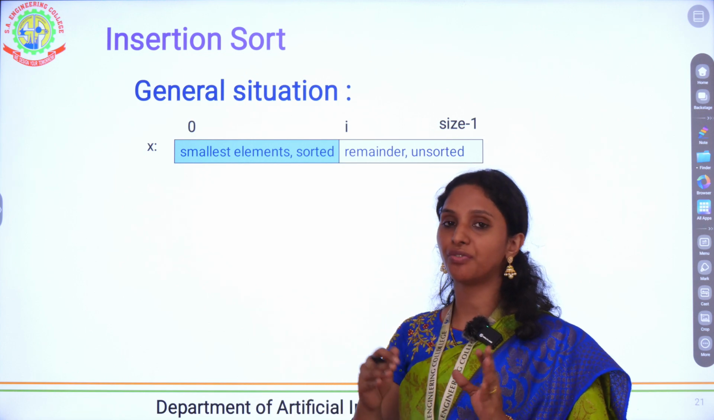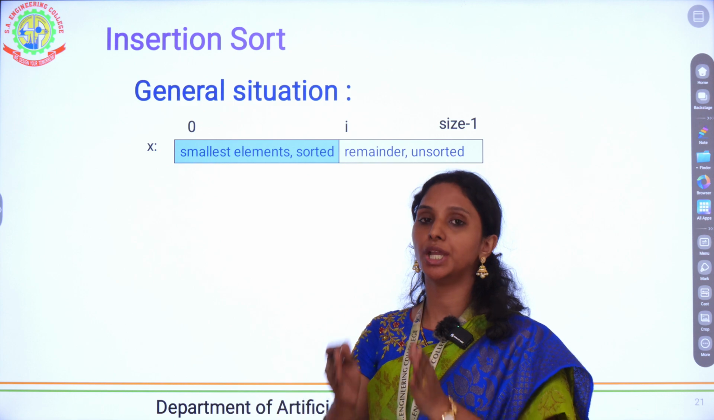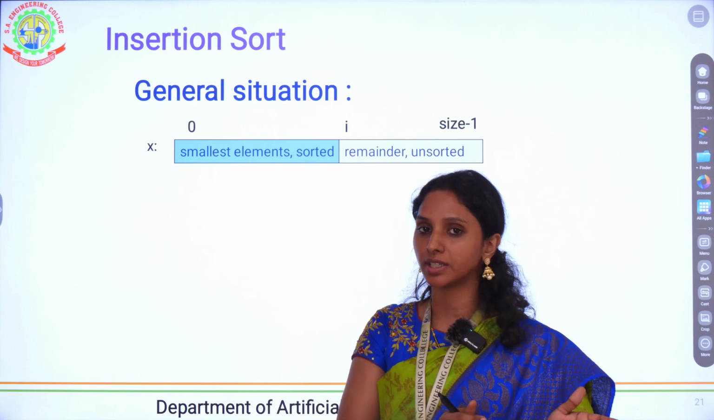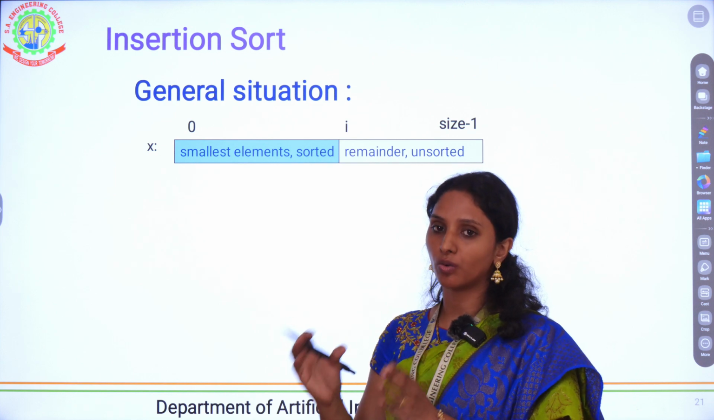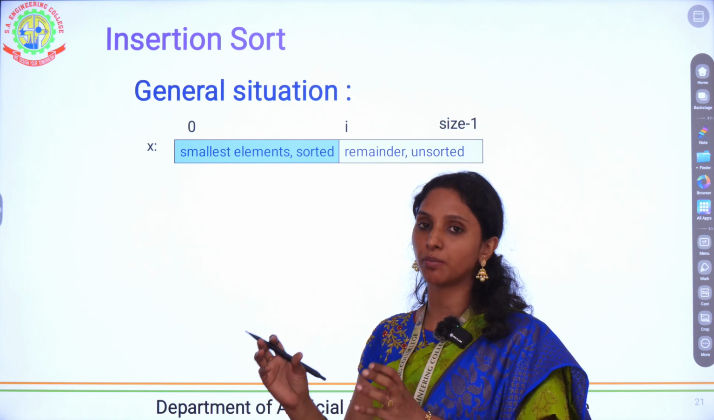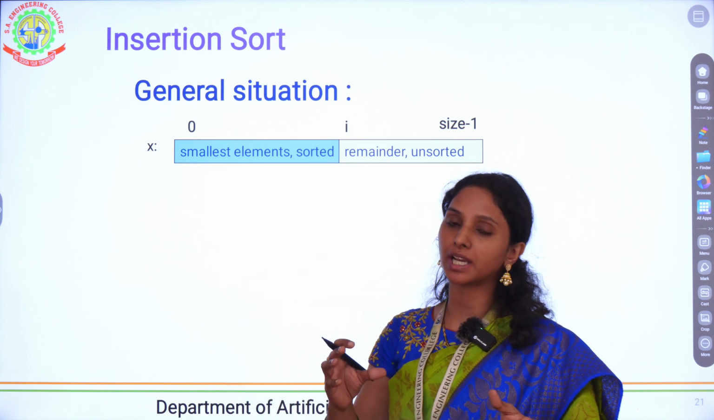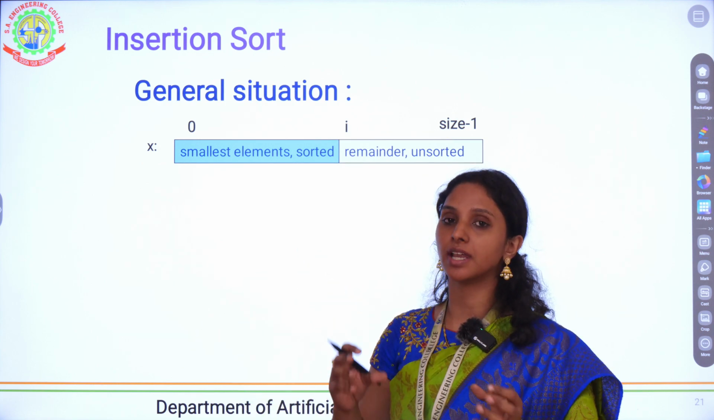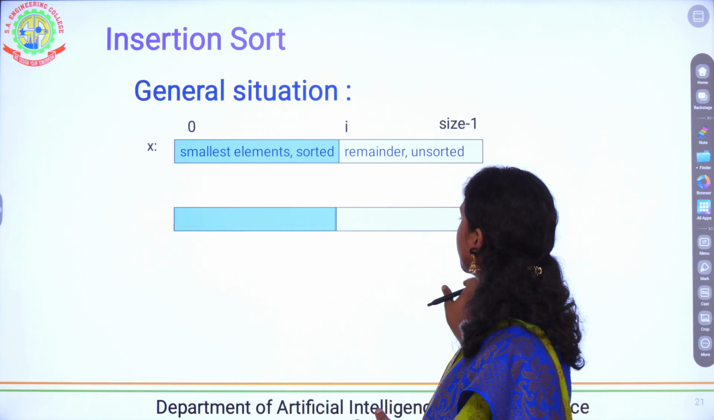That means if we take an array of elements, we are dividing this array of elements into 2 lists. One is an unsorted list and the other is a sorted one. In each step, one element from the unsorted list is taken, and it will be compared with the sorted list, and the element will get inserted. Let us see the example for this.